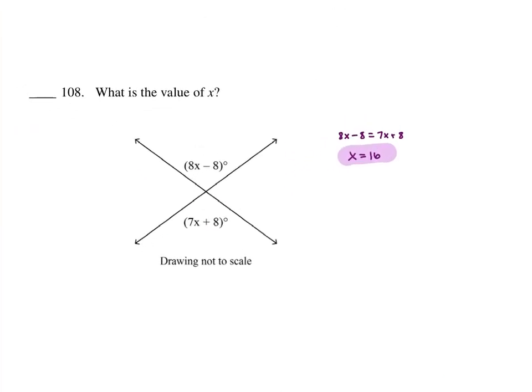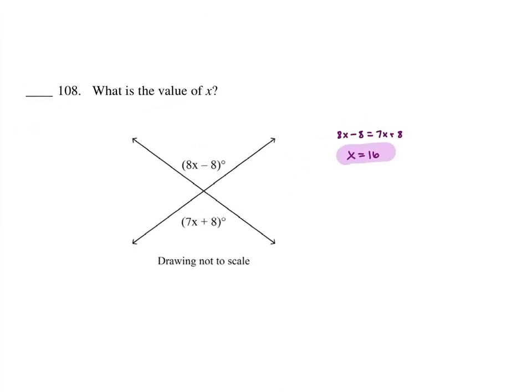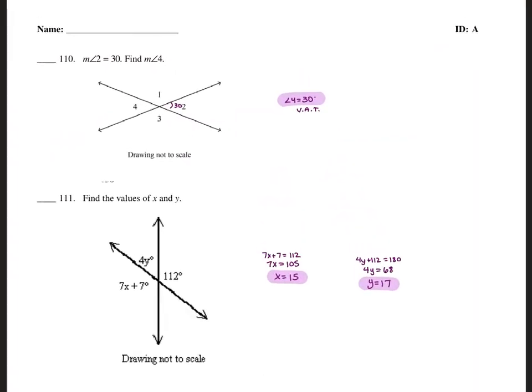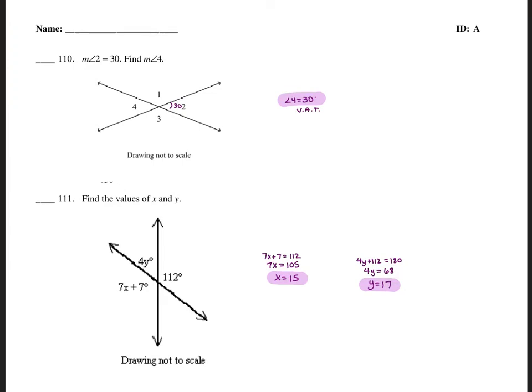108, these are vertical angles. God bless you. Set them equal to each other, and I get x equals 16. 110, also vertical angles. If 2 is 30, then 4 is the same, which would also be 30. Remember that if you're using the theorem, and this is something a lot of you make the mistake on your proof, if you're using the theorem in your proof, it has to be vertical angles theorem.